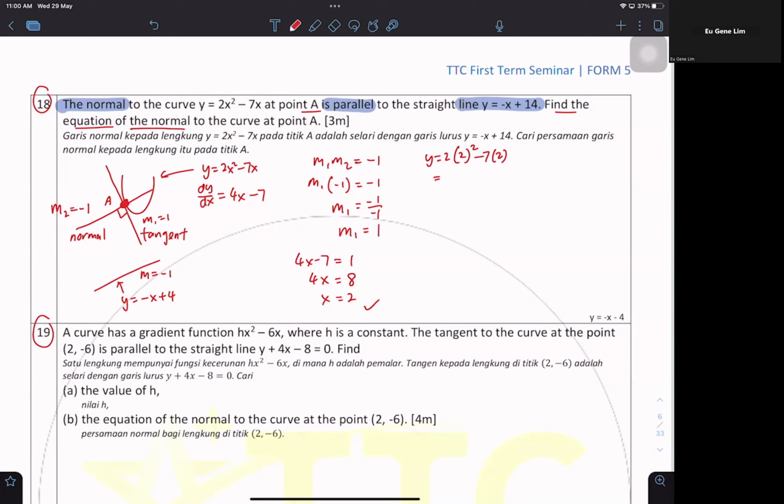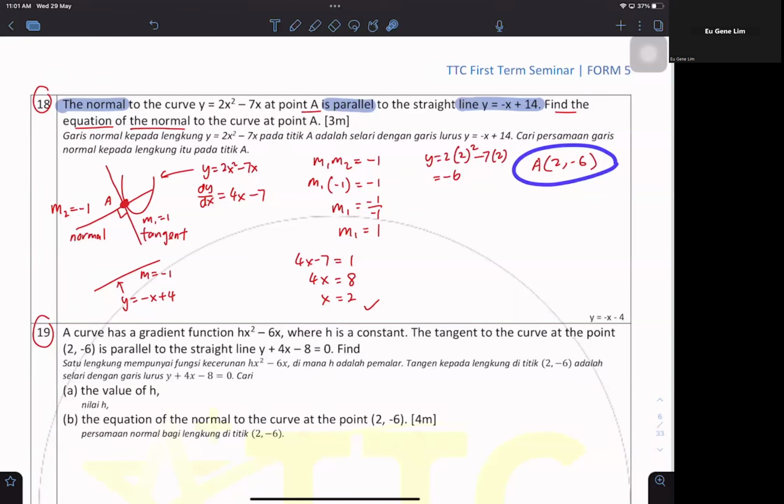Oh, -6. Oh, the y is -6. The x is 2. Which means that this point A is (2, -6). Okay, I understand. Then now you have the point already, right?